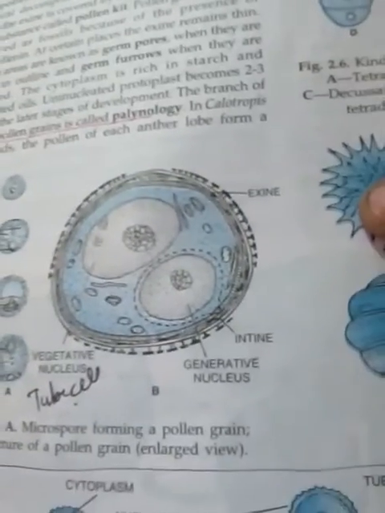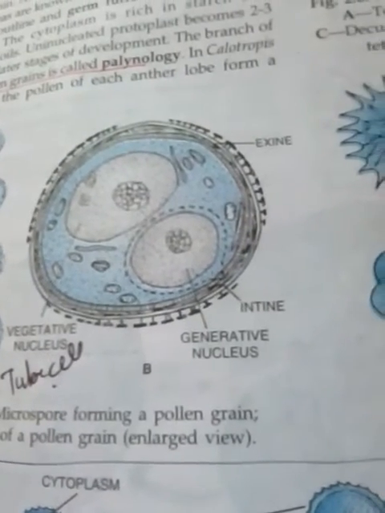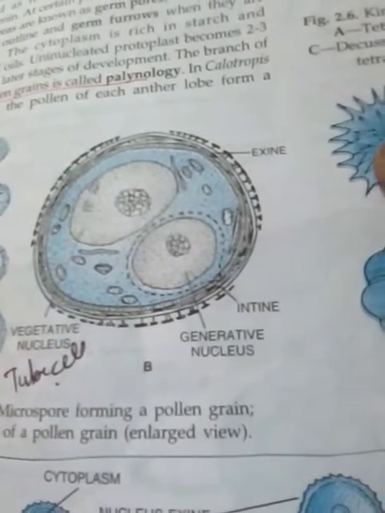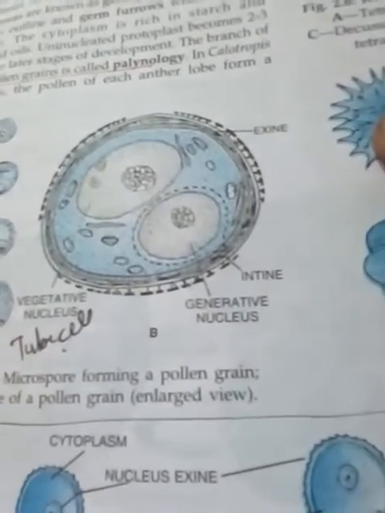So pollen grain, as you know, is microspore, and microspore has two layers, exine and intine. This is a very good diagram of the pollen grain. It has exine, intine and two cells, vegetative cell, generative cell. The generative cell is smaller, vegetative cell is bigger.